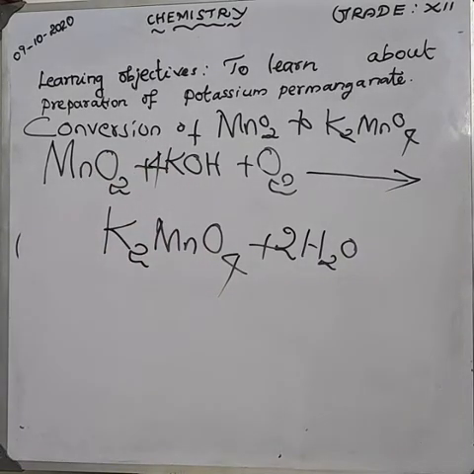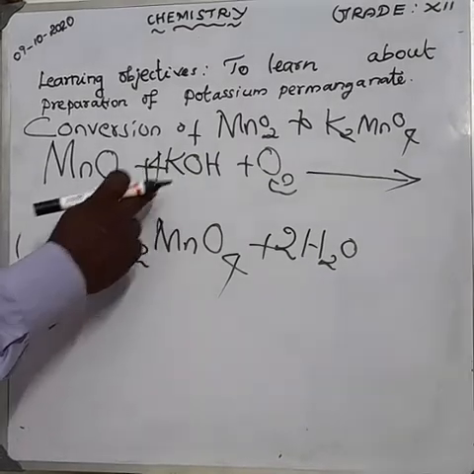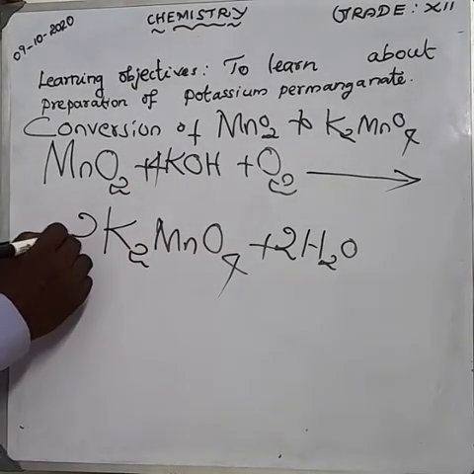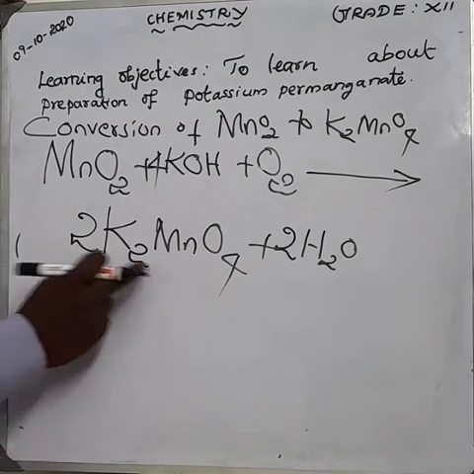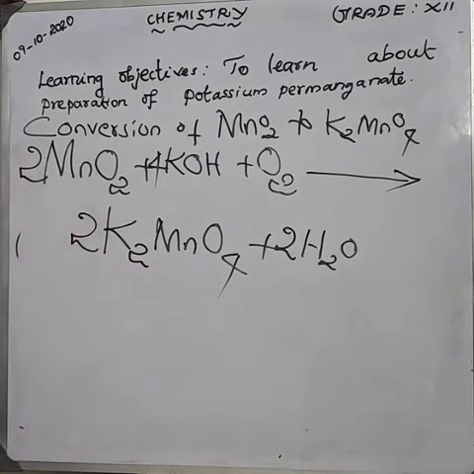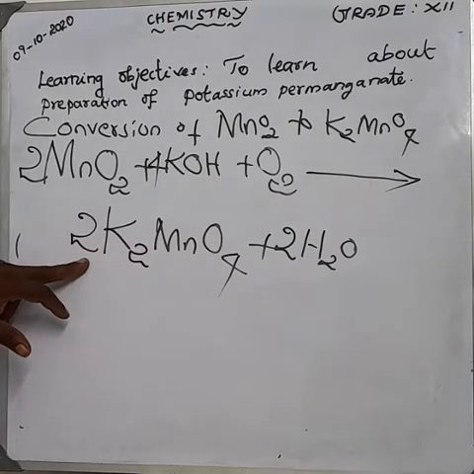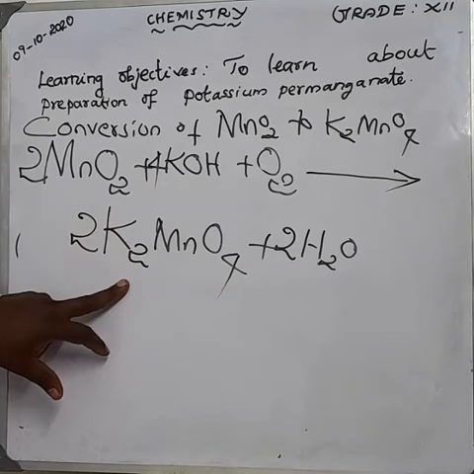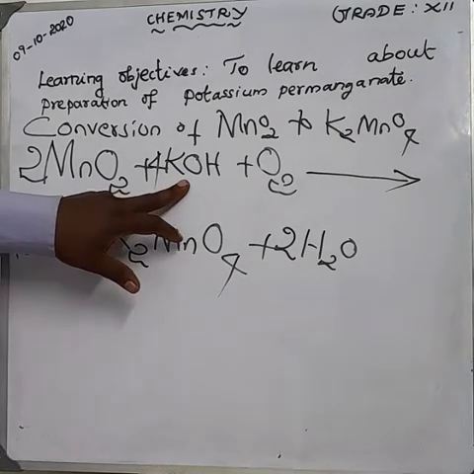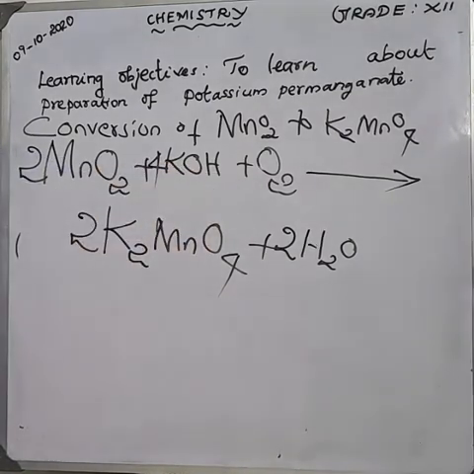Now how much potassium is there? 4 potassium. Here only 2 potassium, so make it 2 here. How much Mn here? 2. So also make it 2. I think the equation is balanced. Am I right? We balanced how much Mn? 2 Mn and 2 Mn. And potassium? 4 potassium, 4 potassium. And about the oxygen?